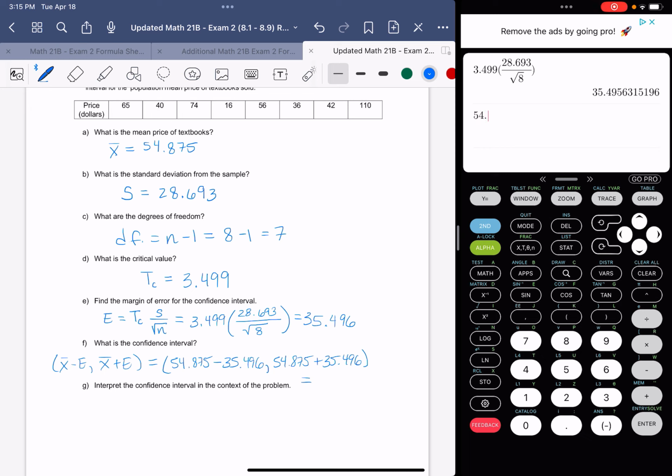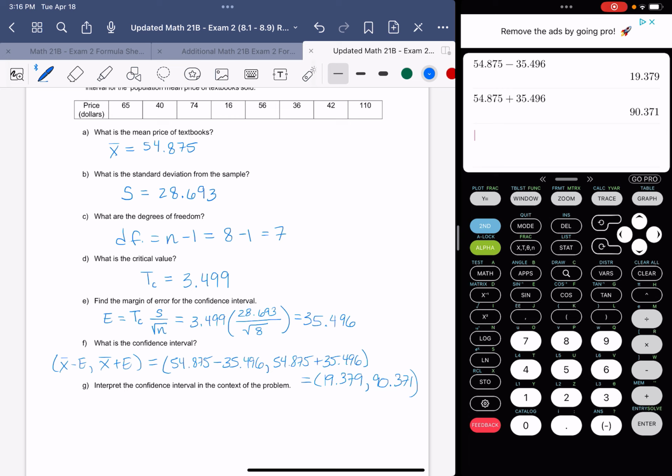So 54.875 minus 35.496. That is, the lower bound is 19.379. And then repeat for the upper bound, but this time you add. So 54.875 plus 35.496. And that'll be 90.371.